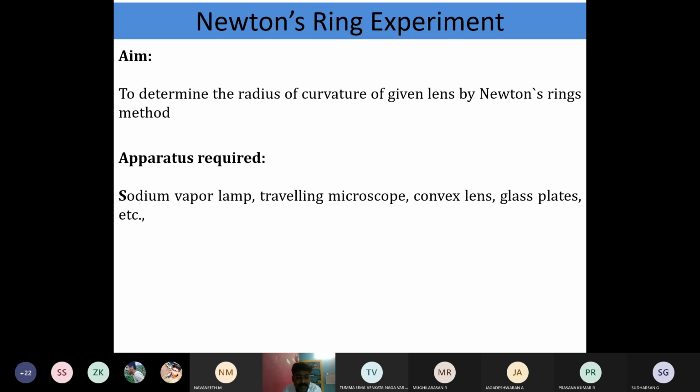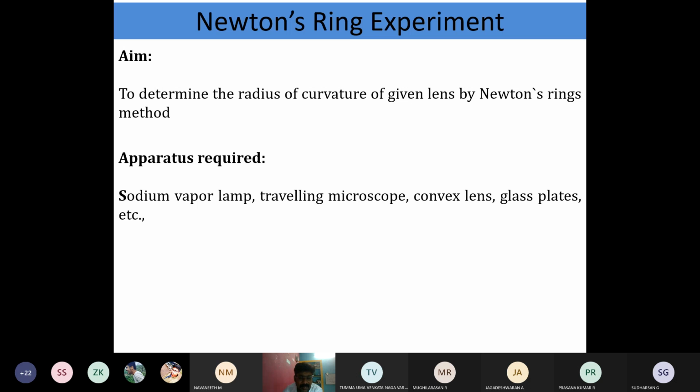When these alternating colors are obtained over the telescope through the eyepiece section, that obtained pattern is called an interference pattern. So we are going to first determine the interference pattern. With the help of the interference pattern, we are going to measure the radius of curvature of the given convex lens.